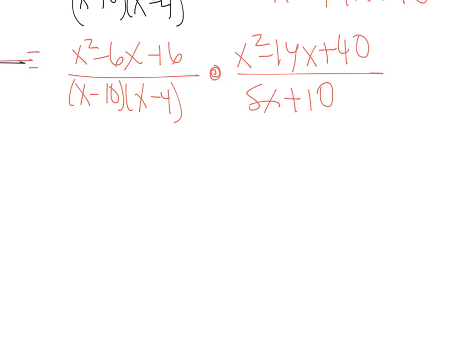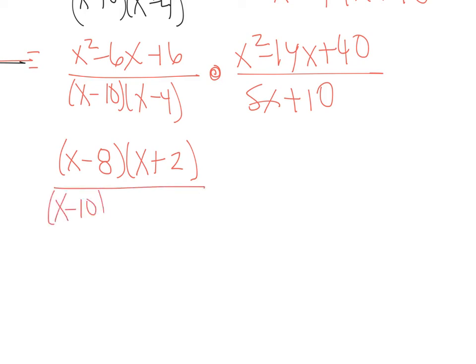Okay, so first the numerator, x squared minus 6x minus 16, we can factor that out. Factors of 16 are 8 and 2, so that works, right? So the 8 is going to be negative and the 2 is going to be positive. And then the bottom is x minus 10 over x minus 4, already factored out.